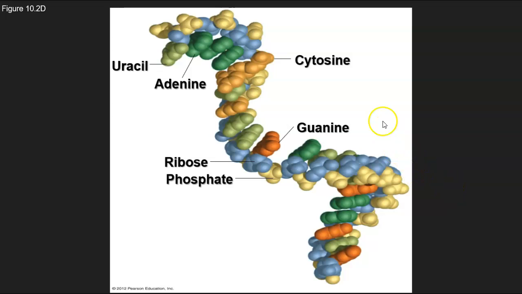Here's a picture of an RNA polynucleotide, just showing you one of the various arrangements. Notice that generally the RNA is going to be a single strand rather than that double helix. But there are lots of different shapes that RNA can take depending on the function of that particular molecule.